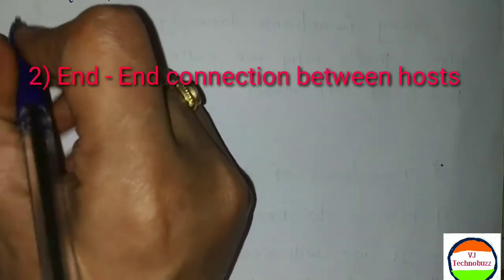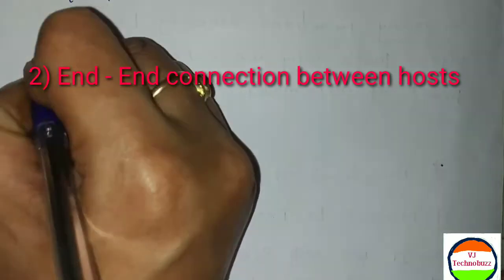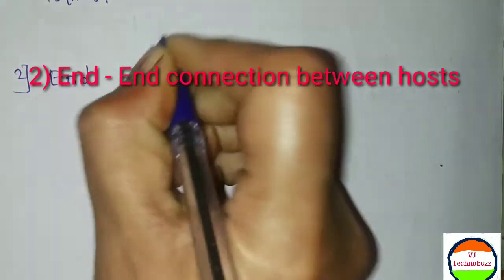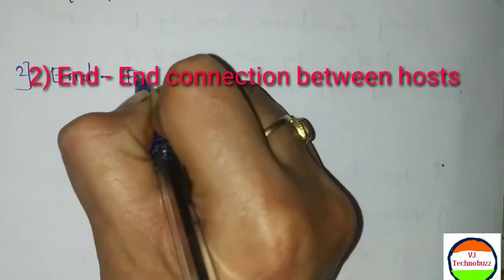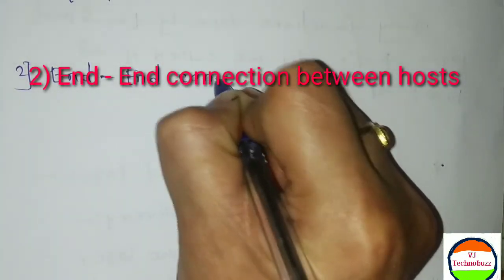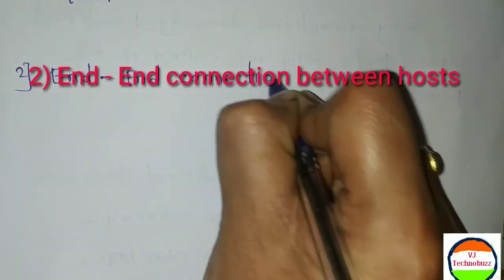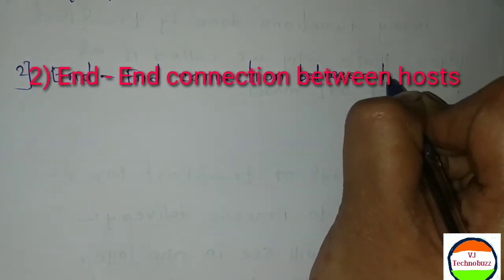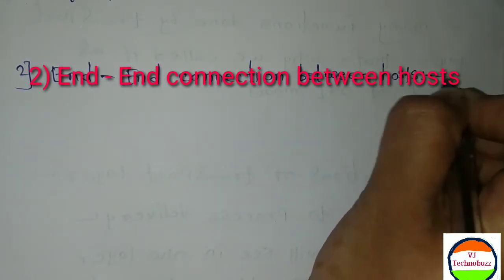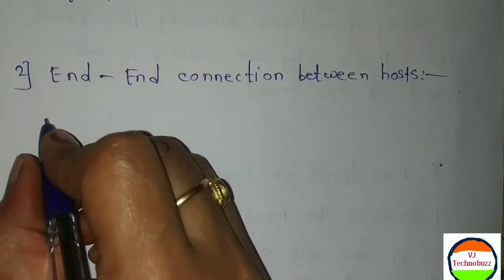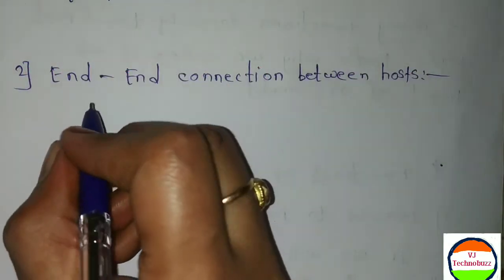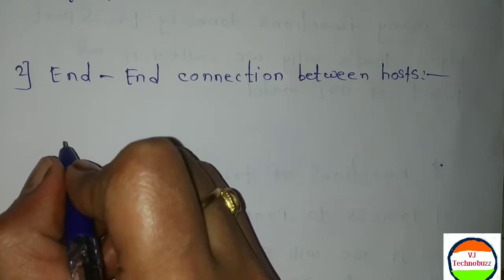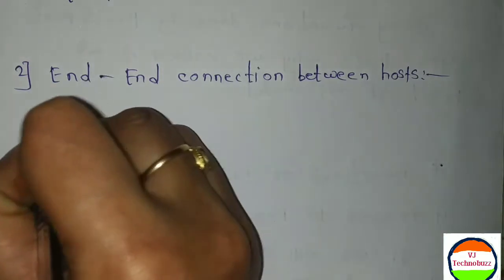Second function of the transport layer is end-to-end connection between hosts. Basically, to deliver the data segment, we have to send data segment from end-to-end connection between hosts.